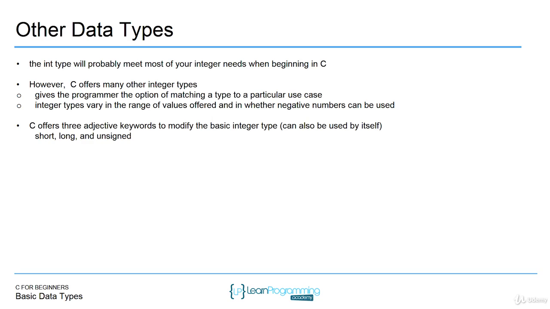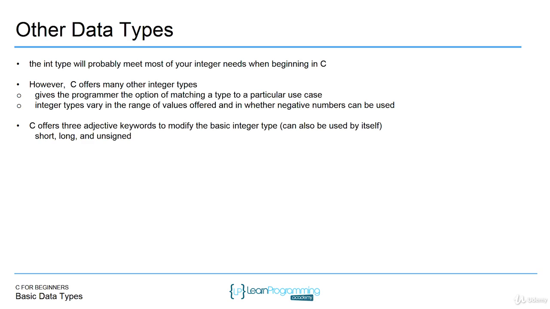Or you can use these keywords by themselves. So for example, you could say short int. That's a data type. And I'm going to tell you what that means. Or long int, or unsigned int, or short double, or long double. These are all additional data types with these 3 adjectives.